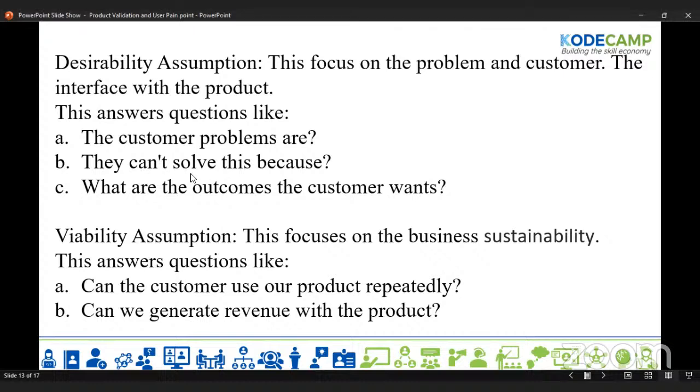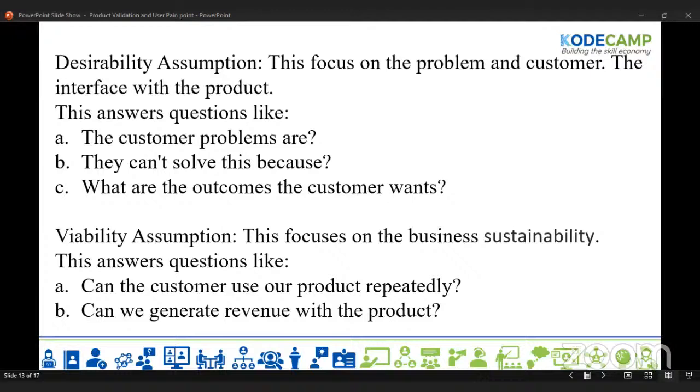Then we have the viability assumption. It focuses on the business viability. It answers questions like, can the customer use our products repeatedly? Can we generate revenue from this? So now, from feedback and everything, while you're creating your assumption mapping, you want to understand that the customer will be a returning customer.